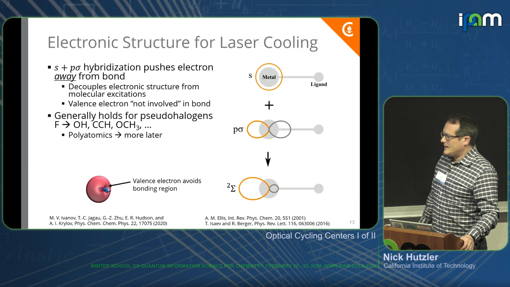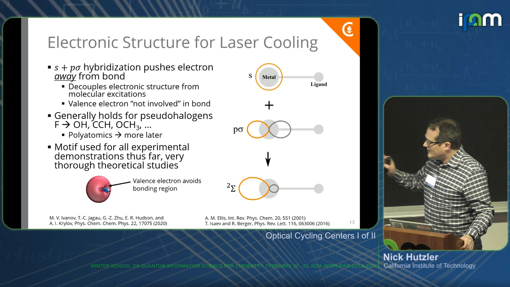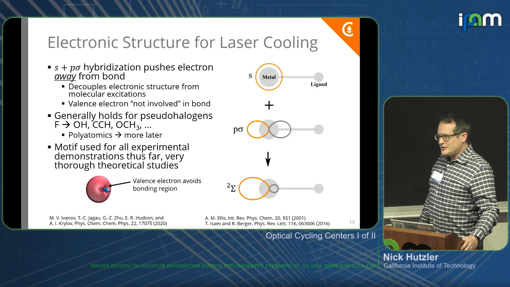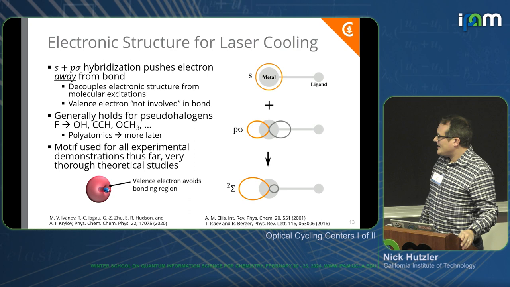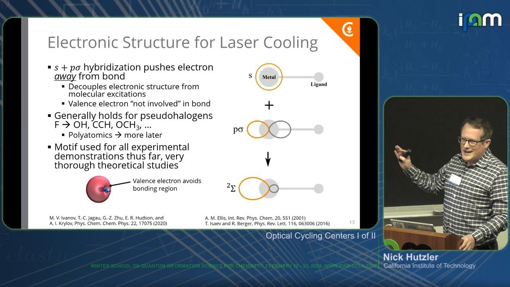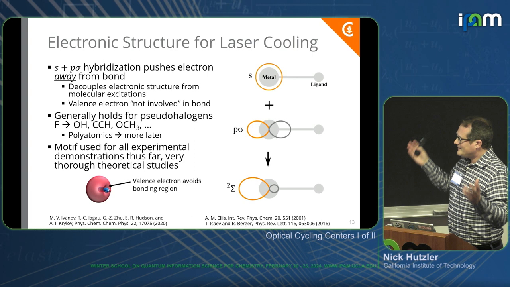And so this motif, at least for gas phase small molecules, is what's been used for all experimental demonstrations of photon cycling so far. This single S-type electron. And also, this is the motif that has been studied most thoroughly, although there are things that don't necessarily look like this, which also cycle photons. This is kind of the dominant paradigm, yeah.